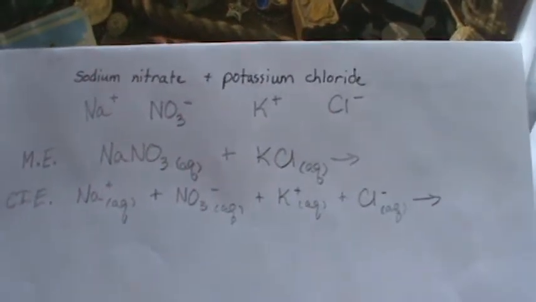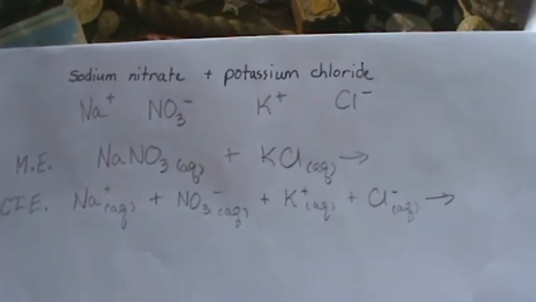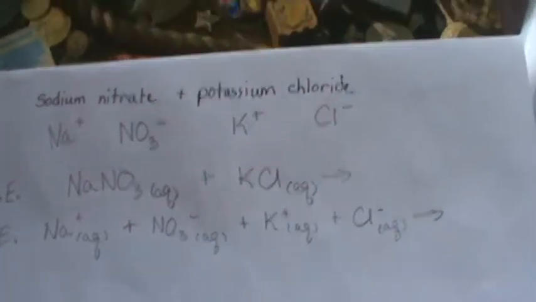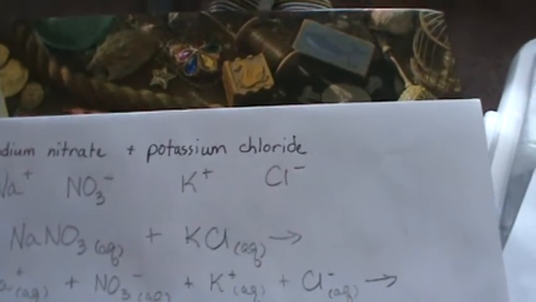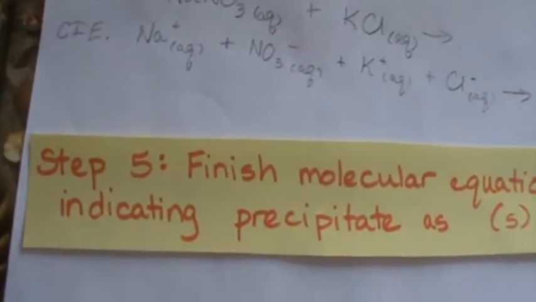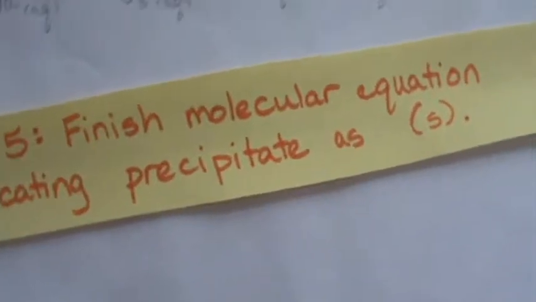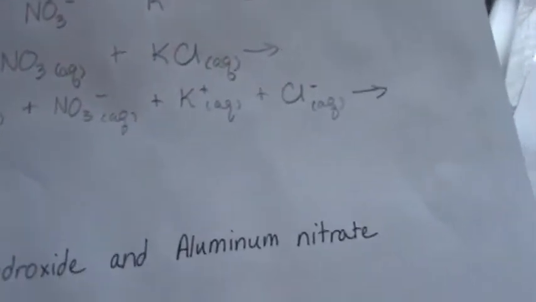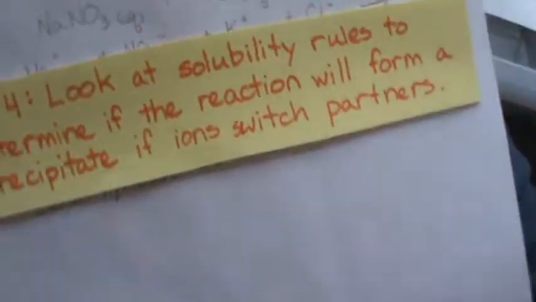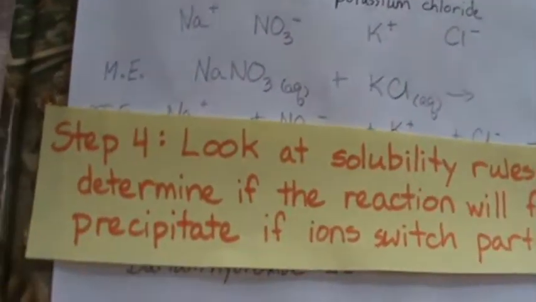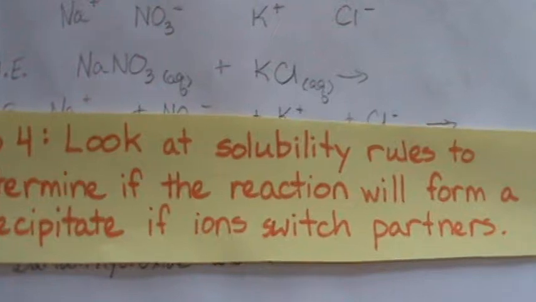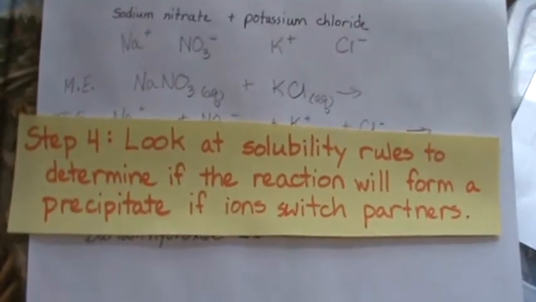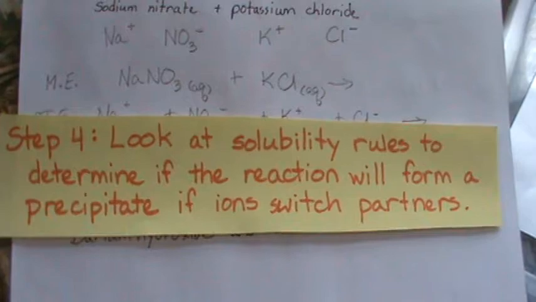Now this is actually a special case. And the reason for that is with our next step. And it says to finish molecular equation indicating a precipitate. Oop, you know what? Sorry about that. This is the one I was looking for. Okay, and this says that step 4, look at the solubility rules to determine if the reaction will form a precipitate if the ions switch partners.